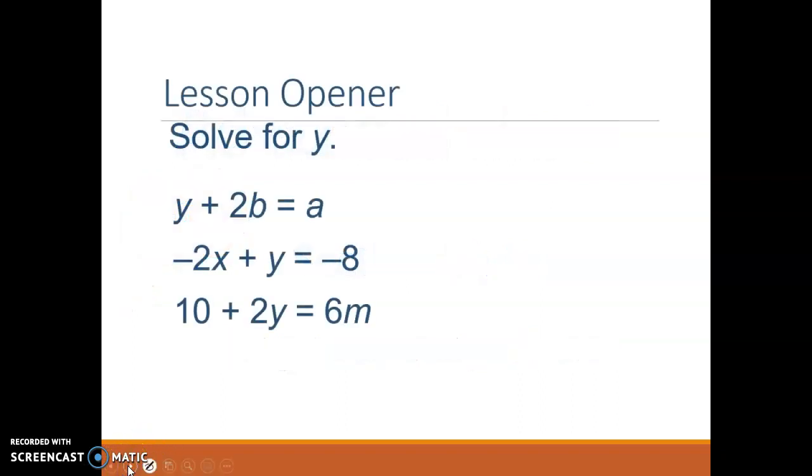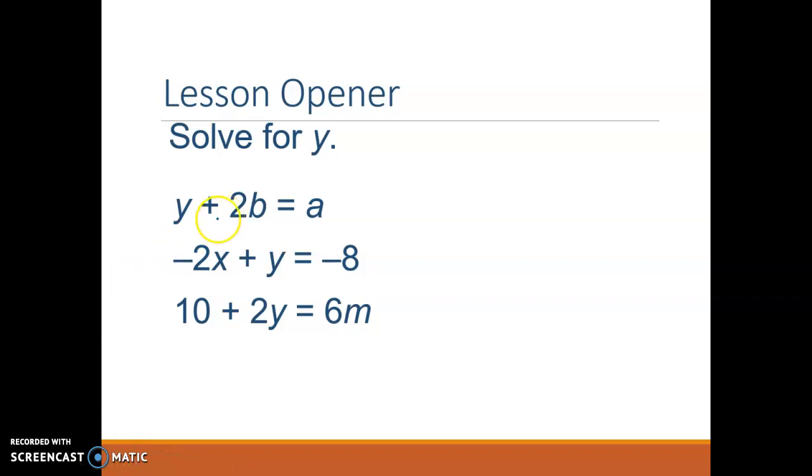Let's start with a lesson opener just to get you thinking. Go ahead and solve for y. Remember that when solving for y, that doesn't mean that we're going to know an exact value of y, like y equals 2 or y equals -1. In this case, since we have a second variable, whether it's x or b or m, when we solve for y, what we're really doing is just rewriting the equation so that y is by itself on one side and everything else is on the other. So we're solving in terms of y.